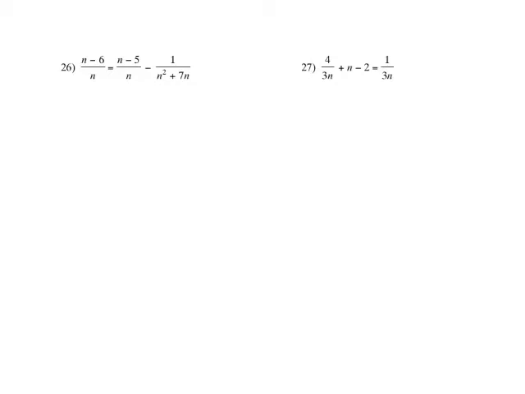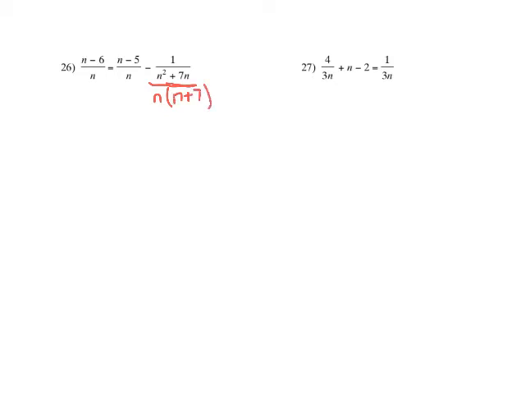All right, we're taking a look at solving some of our rational equations. We're going to look at 26 first. And remember, the idea is to get this so that you don't have actual fractions. If you factored this denominator here, it would be an n times an n plus 7.